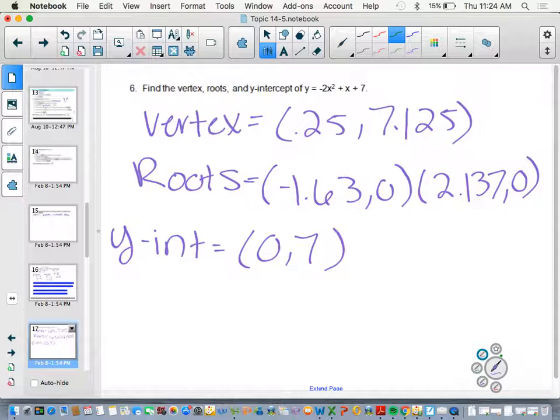So do you see how your calculator can tell you all of these different things about your graph? It's nice, right? The vertex can be frustrating, but the roots are the one you're going to use the most. The biggest thing is knowing your vertex is if it's a maximum or a minimum.